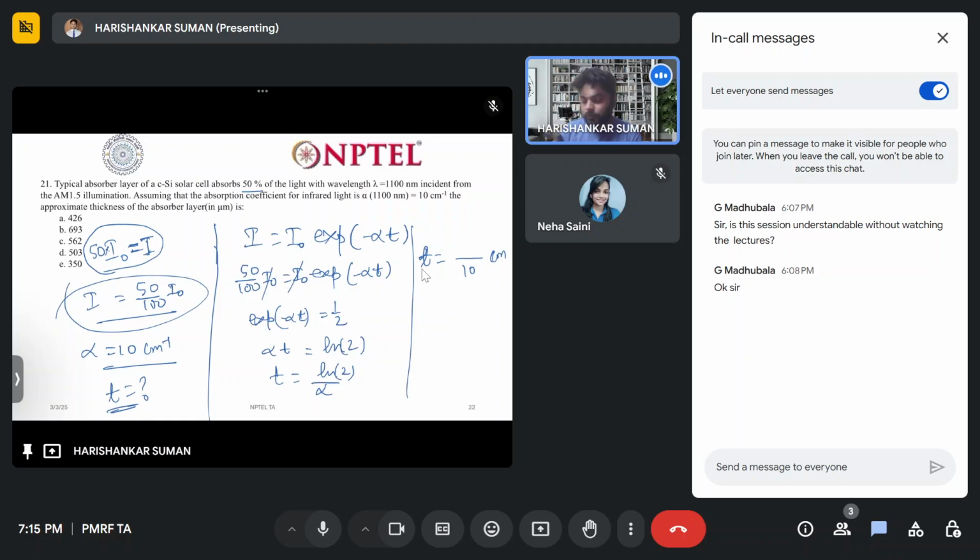If you put ln 2, which is 0.6314, and if you want it in micrometer, this will be in micrometer. This will be done.